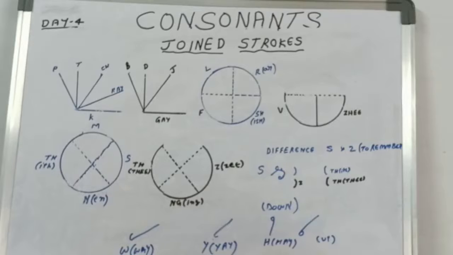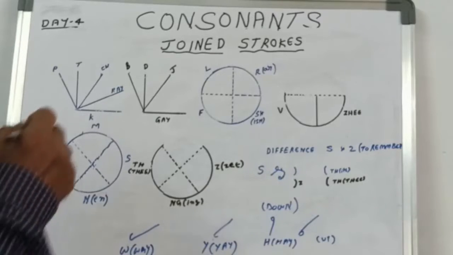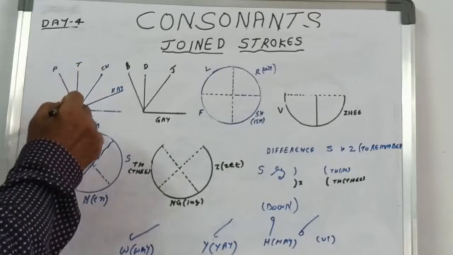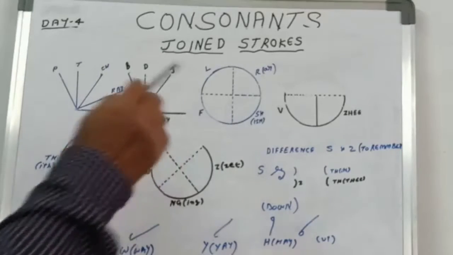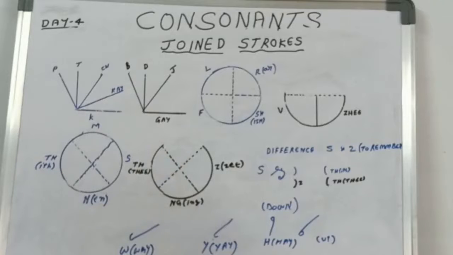The stroke representing Chay is written downward. Ray is written upward. By using the geometric forms as shown on the board, we can represent all the consonant sounds except W, Y, H. So let us see.